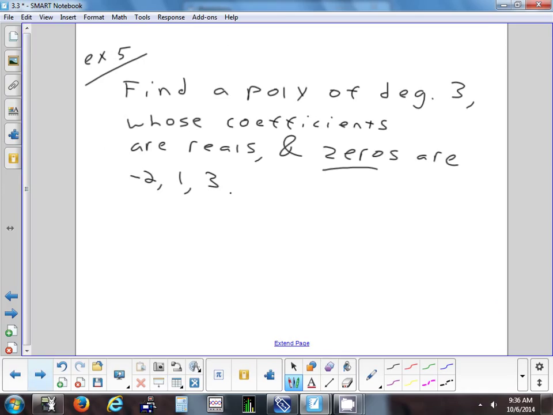Okay, here's one that's a little bit different. I'm giving you all the answers, and I want to know what the original polynomial would be that has those 3 roots. And I specifically want the coefficients to be real. You could do this with imaginary numbers, but I don't want to. Okay, so keep in mind what I just said. If -2 is a root, then what else must be true?